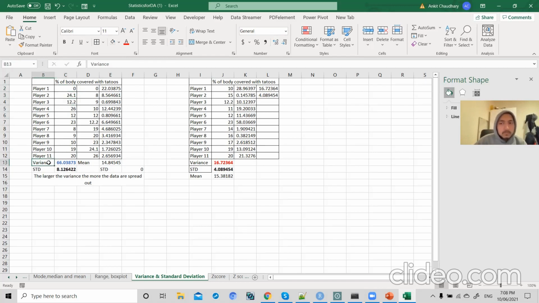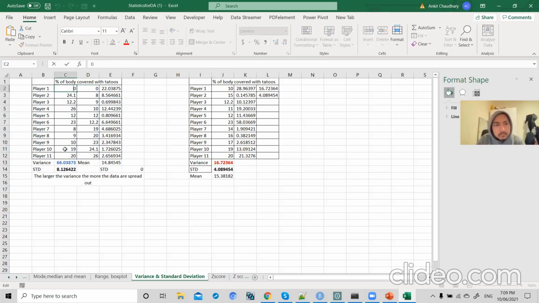That's why your variance number is high. But if you see in this data set, your variance is not that high. 10, then 15, then 12.2, then 11, then 12. Then there is an abrupt increase here, but again it's decreasing. So you will not see much variance in your data compared to this data set. That's why the variance here is low, but the variance here is high, right?